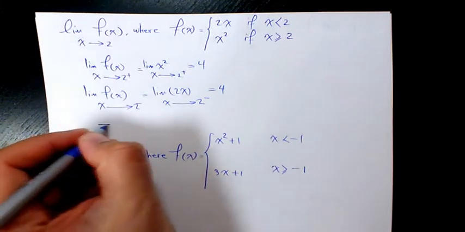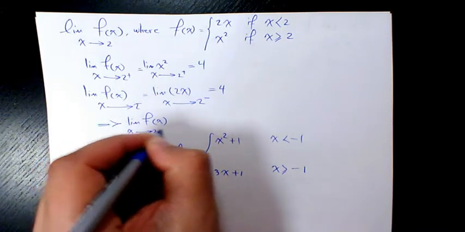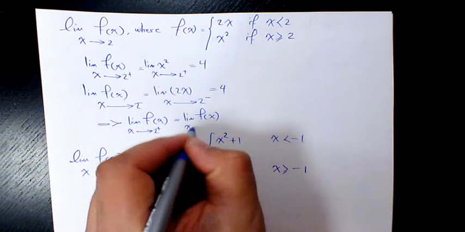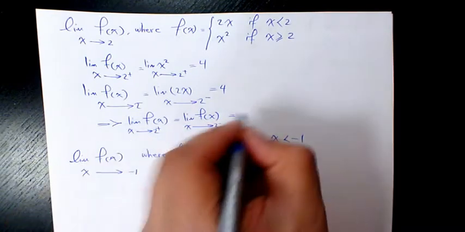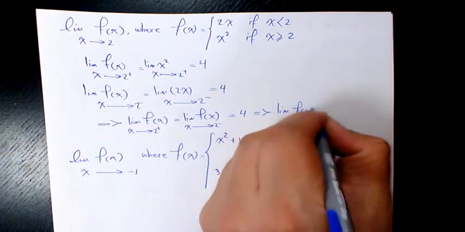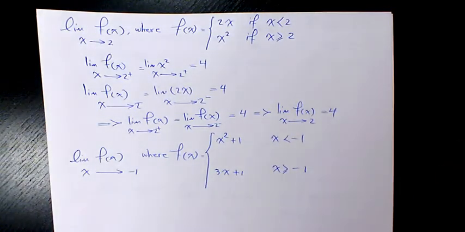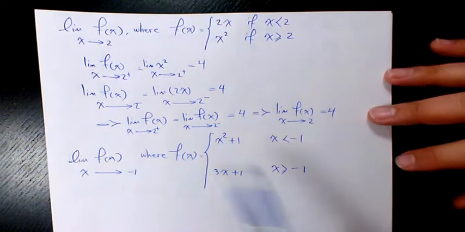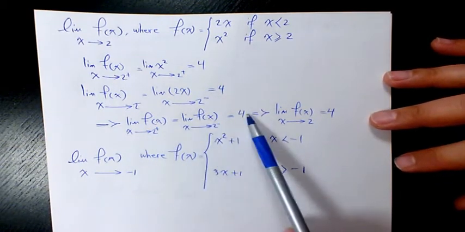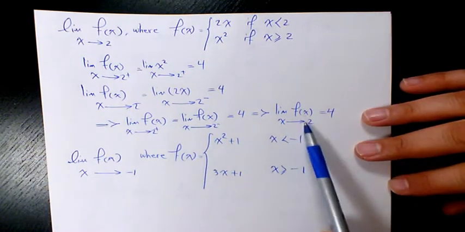Since they're equal, we say limit of f of x when x is approaching 2 plus equals to limit of f of x when x is approaching 2 minus, that's going to be equal to 4. Therefore limit of f of x when x is approaching 2 is 4. This is the most proper way to state that. Since the right limit and left limit exist and they are equal to each other, we're going to say that the function is continuous and the limit of this function is 4.